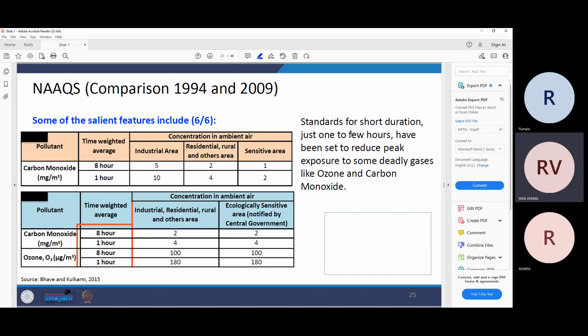And then standards for short duration, just 1 to few hours, have been set to reduce peak exposure to some deadly gases like ozone and carbon monoxide. Like for ozone and carbon monoxide, we have some short-term standards also, that is 8 hour and 1 hour values.